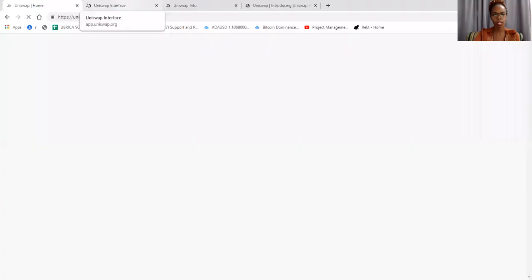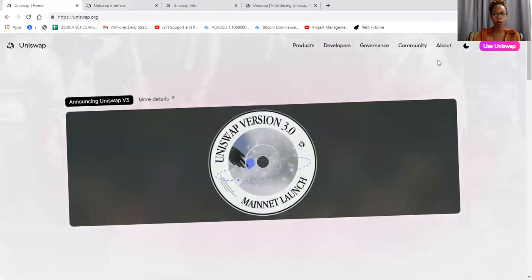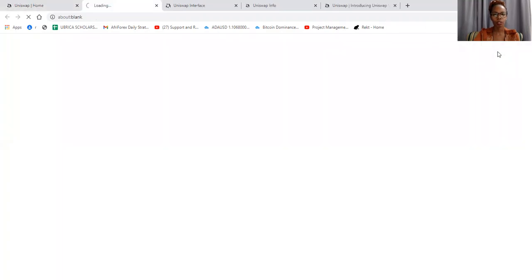For pool number one, you just go to uniswap.org and then you click on pools, because this has not changed much. It is the same thing that we were going through before this, and you can see here you're just going to click on use Uniswap. When you click on use Uniswap, it's going to open a Uniswap interface. This is a bit different from what we have been seeing, but I'll show you how to navigate around it so that you can get into your liquidity pools.